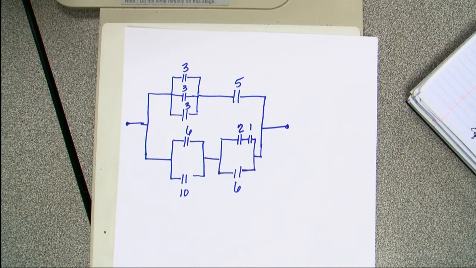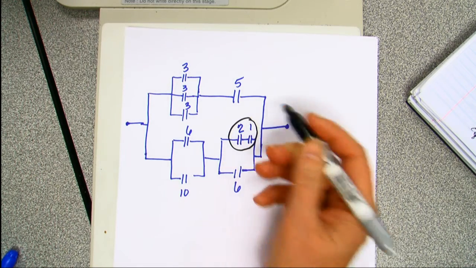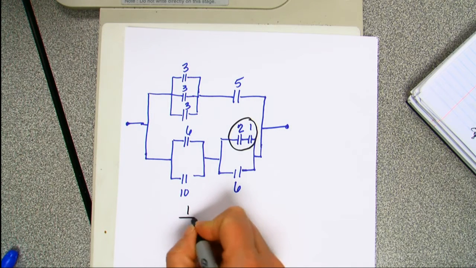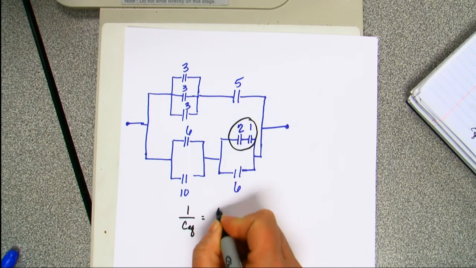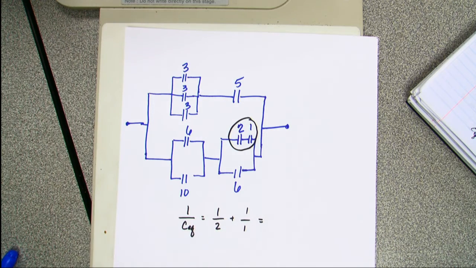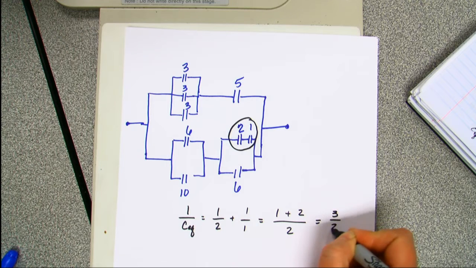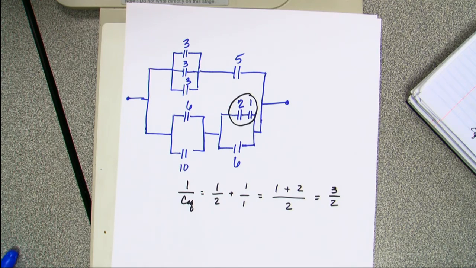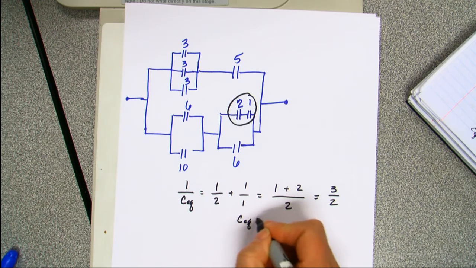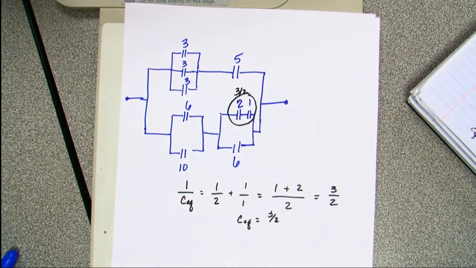Okay? These two are in series. So I'm going to do those first. So I've got 1 over CEQ is equal to 1 over 2 plus 1 over 1, which is going to equal 1 plus 2 over 2, which is going to equal 3 halves, if I've done my arithmetic correctly. So CEQ is going to be 3 halves. So this is now 3 halves.